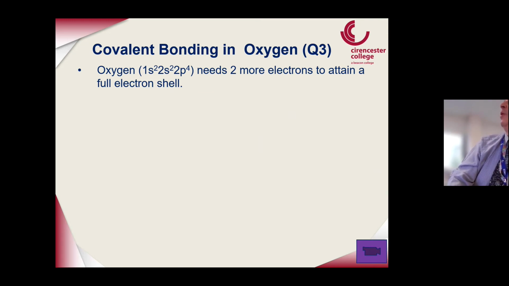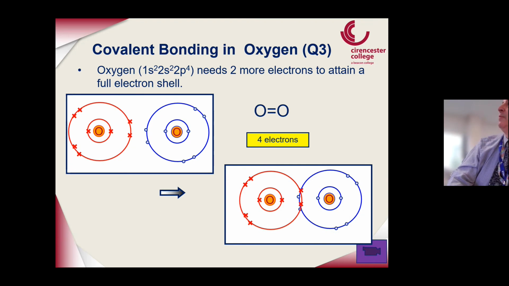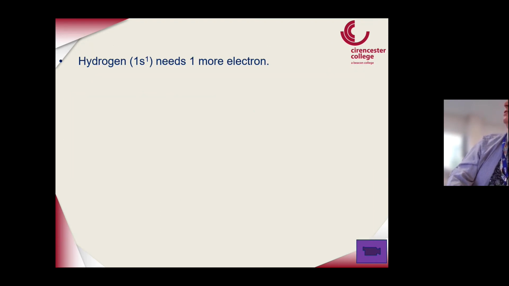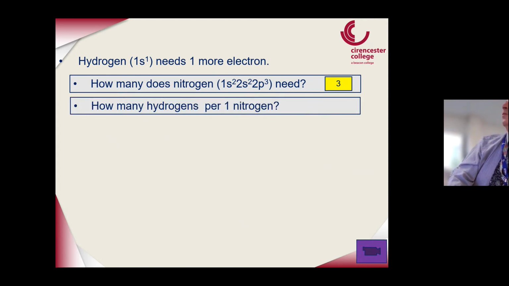Okay, question 2 is F2, fairly straightforward. Oxygen is 2s2 2p4, so it needs 2 more electrons. So here we're going to make a double bond, and there we've got 4 electrons in the overlap. Hydrogen needs 1 more electron, so how many more does nitrogen need? It's 2p3. Yep, that's right, it needs 3.